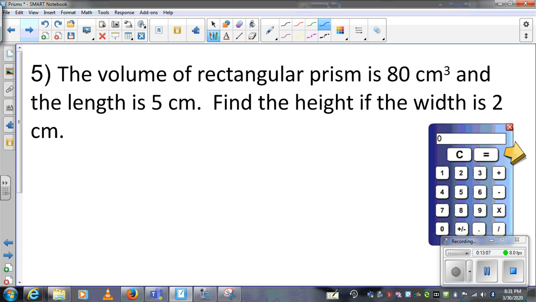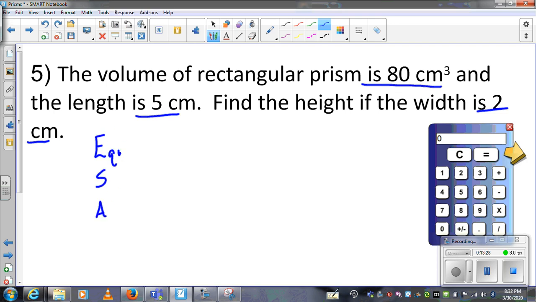This time I'm telling you the volume is 80 cubic centimeters. And I'm telling you the length is 5. Find the height if the width is 2. All right, the key to doing all of these problems is going to be ESA. Hopefully you remember ESA.